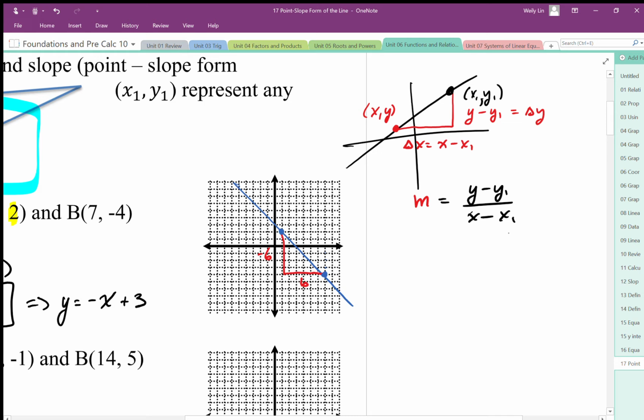Now the point slope formula, because this x and y is a general point and expresses every single coordinate on this line, all I have to do is rearrange this expression into this. So I'm just going to multiply both sides by the denominator. So I end up with slope times x minus x1. That's equal to y minus y1, and there's my point slope form. It's really just a rearrangement of the slope formula, and that's why it works.